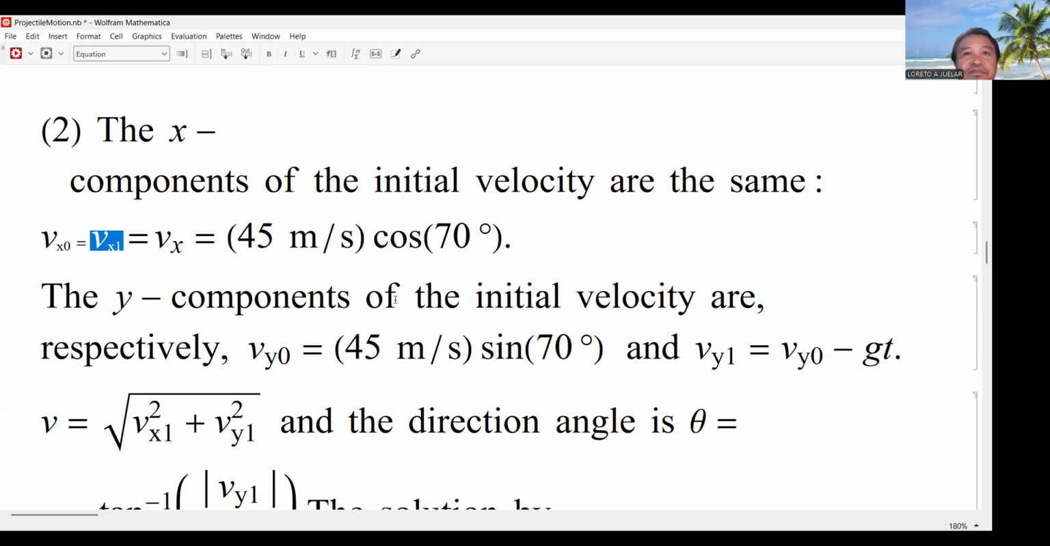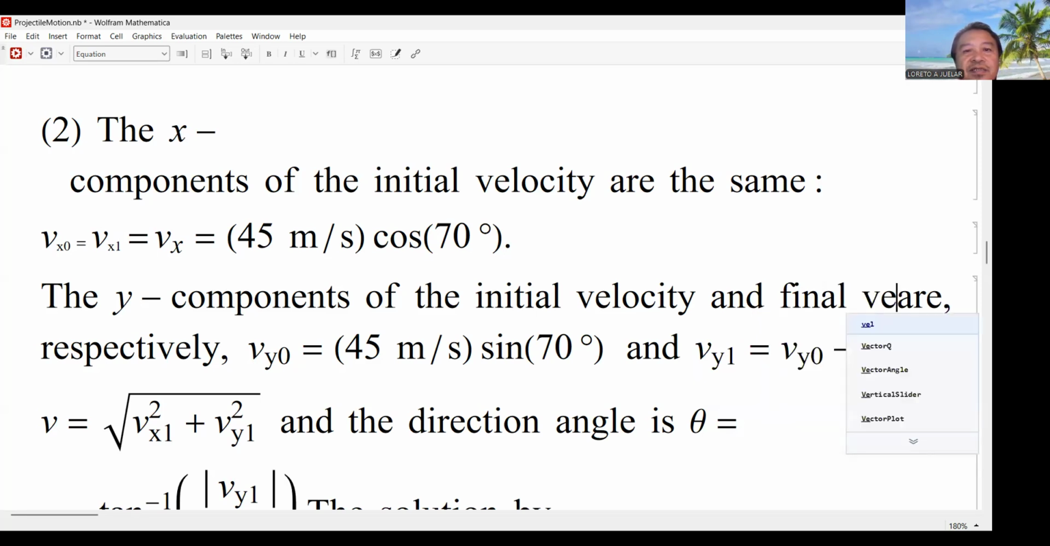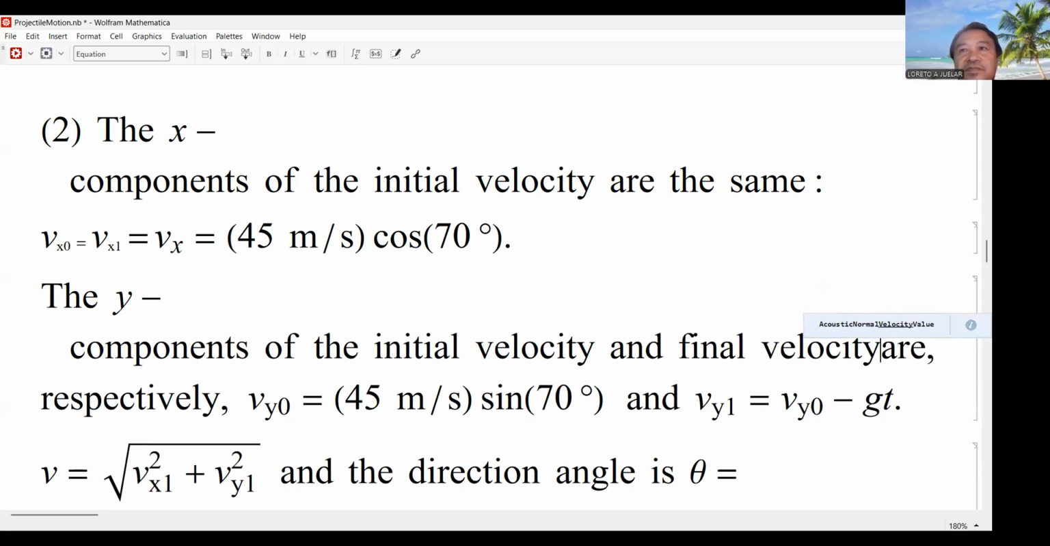So these are the y components of the initial and final velocity, respectively. 45 meters per second times sine 70 degrees. So this is the y component of the initial velocity. The y component of the final velocity is given by this one.